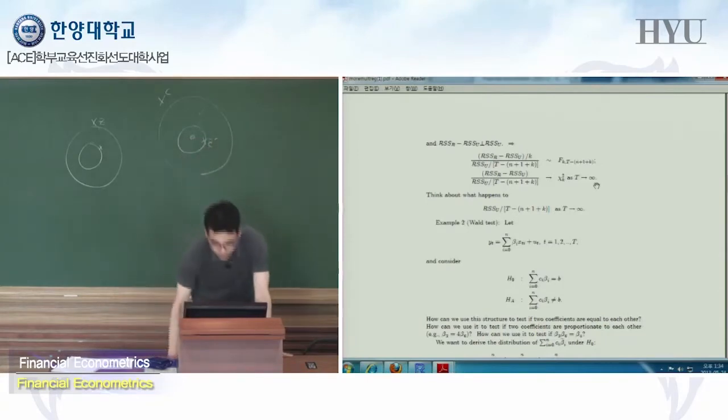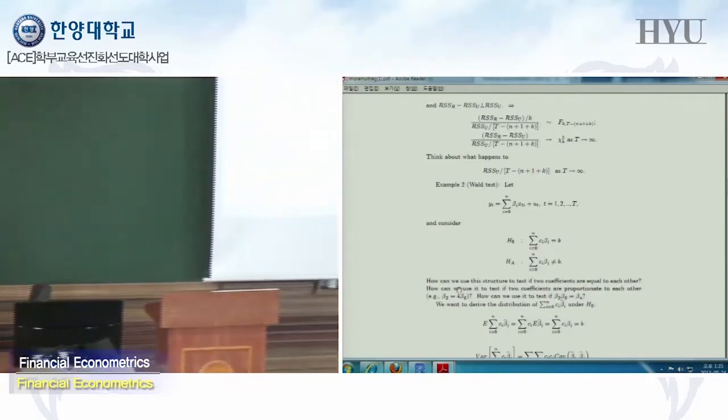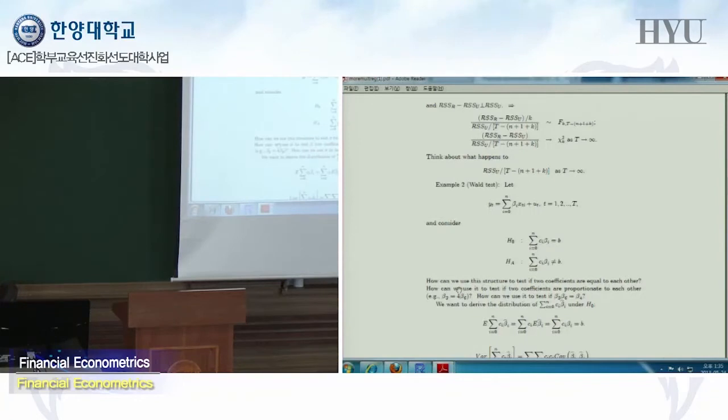And next, let's go to the Wald test. Now, the Wald test: let y_t equal the sum over i equals 0 to n of beta_i x_ti plus u_t. Again, in your homework, n should be 4: 3 factors plus constant. And t is from 1 to T, and big T is the number of observations. And consider the null hypothesis that a specific linear combination of beta, the sum of c_i beta_i for i equals 0 to n, is b. And the alternative hypothesis, of course, is not equal to b.